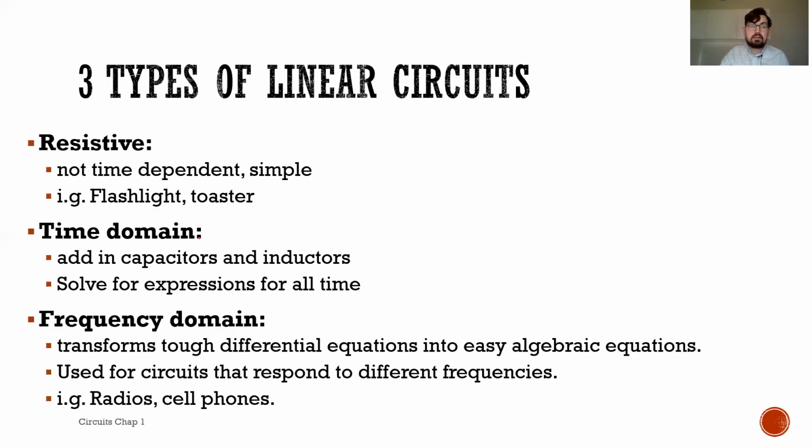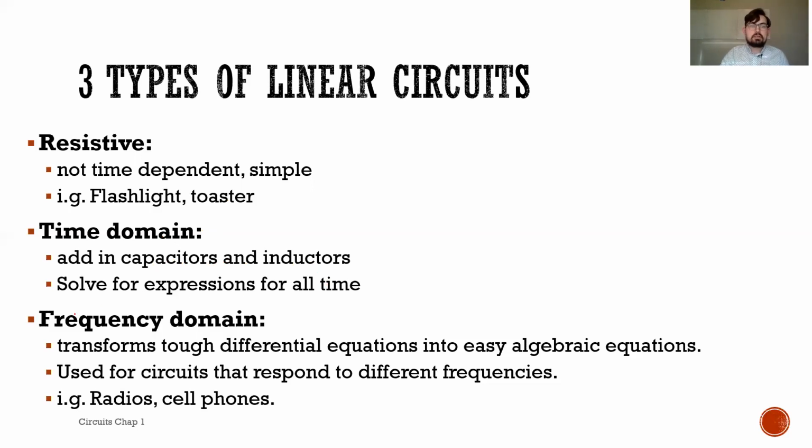The other type of circuit that we're going to look into is time domain. This is where we start putting capacitors and inductors in the mix. Anything that runs on AC is going to be more of a time domain circuit. And we can solve these expressions for all time.